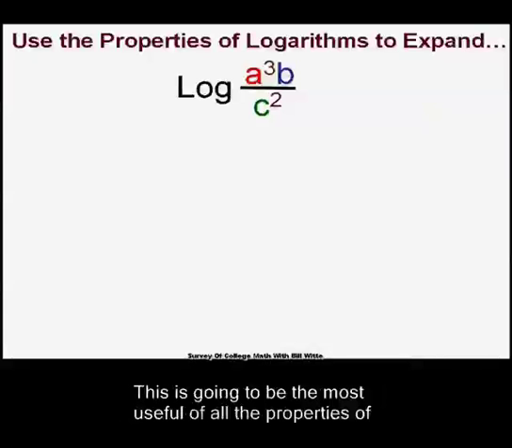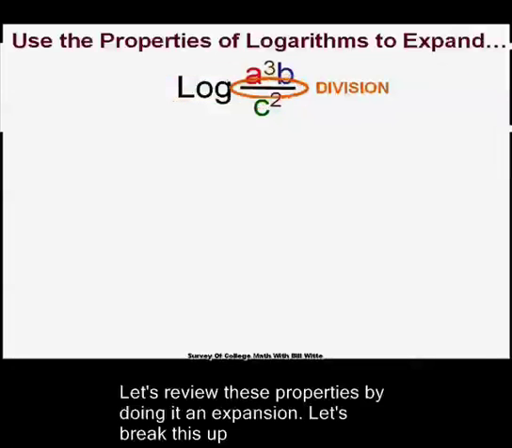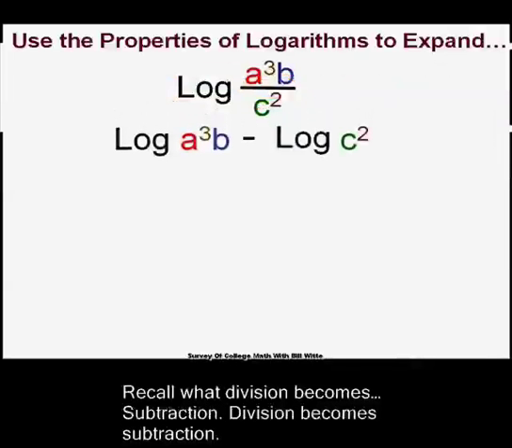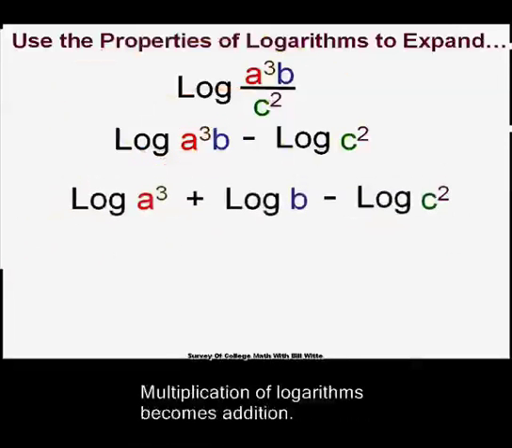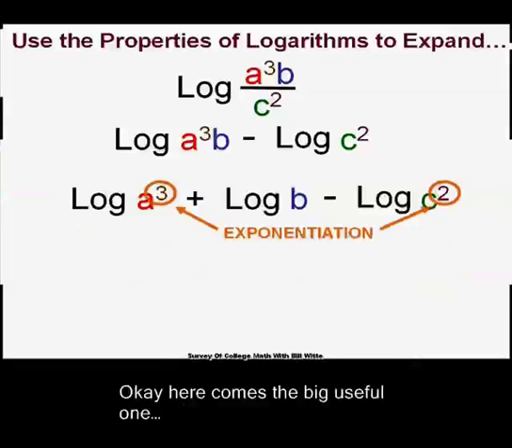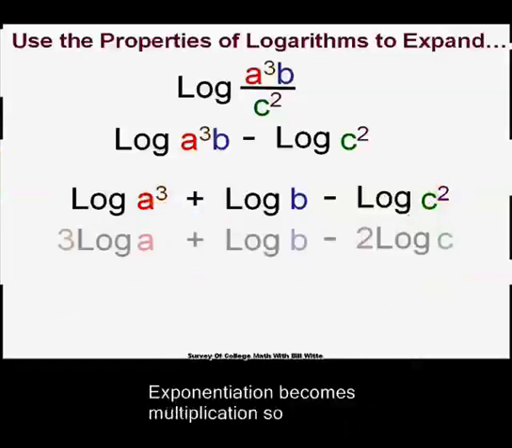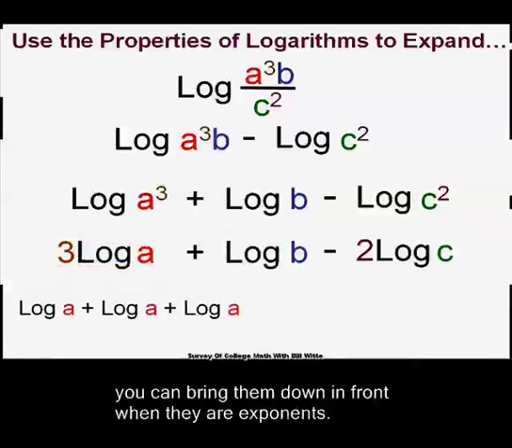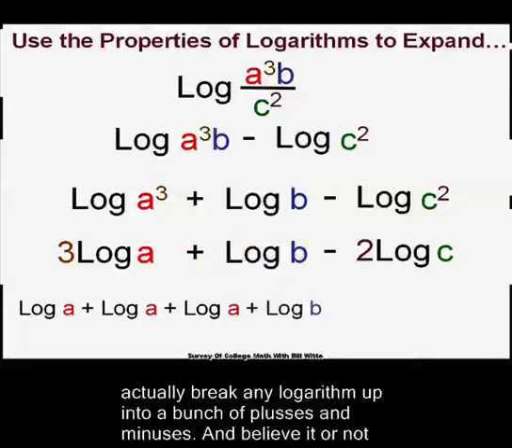Let's review these properties by doing an expansion. I call this an expansion. Let's break this up into a bunch of them. This logarithm can be broken up into a bunch of little logarithms. Remember what division becomes. Division becomes subtraction. So that's going to be the log of a to the third b minus the log of c squared. Remember what multiplication becomes. Multiplication becomes addition. And here comes the big useful one. Remember the rule of exponentiation of exponents, or should I say of logarithms, becomes multiplication. So you can bring them down in front when they're exponents. You could even break it up further, couldn't you? 3 log a. You could actually break a logarithm up into a bunch of pluses and minuses.